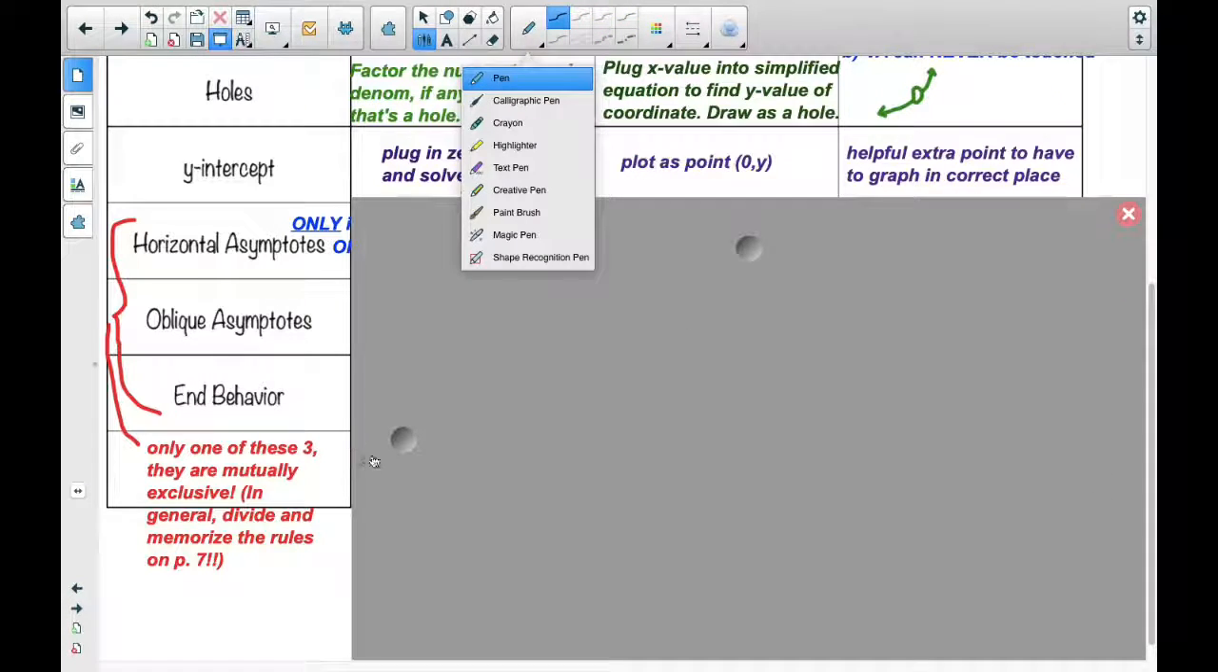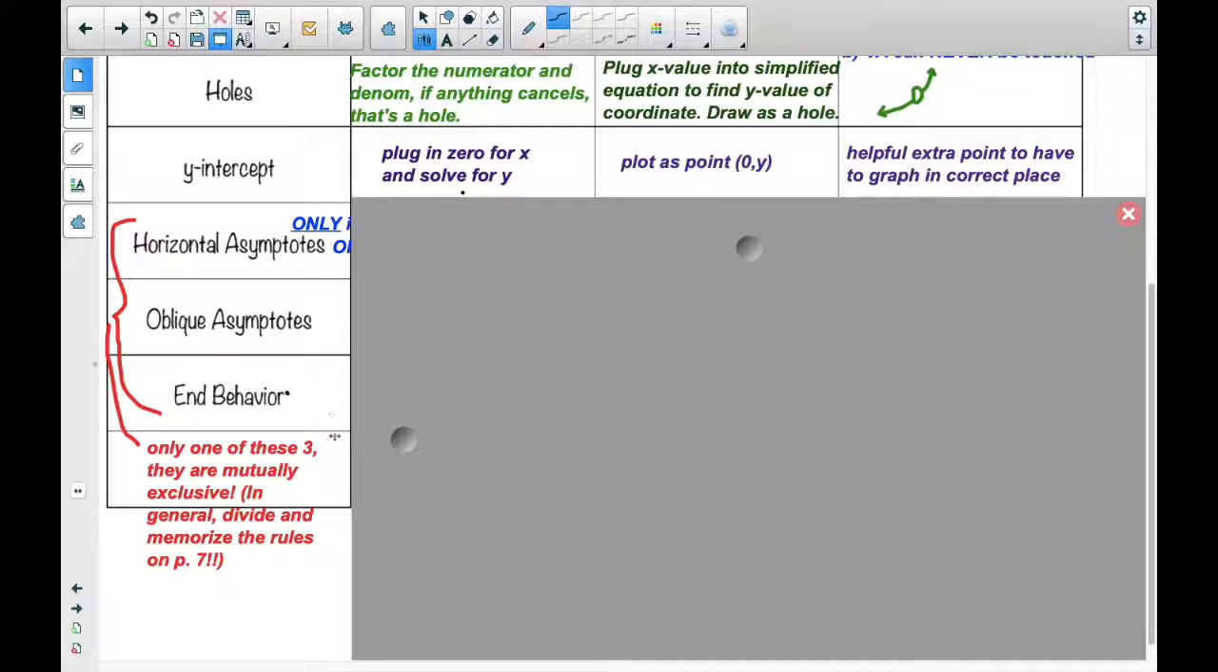Now, the last 3 items on the list are the horizontal asymptotes, the oblique asymptotes, and the end behavior. Notice that these 3 are mutually exclusive. You will only have one of them. Now, every function has an end behavior, but we've been talking about end behavior being positive infinity and negative infinity. In that case, horizontal asymptotes are another type of end behavior, and oblique asymptotes are another type of end behavior. So all of these three really go together.